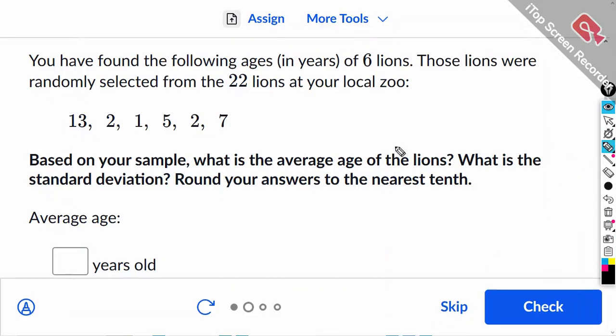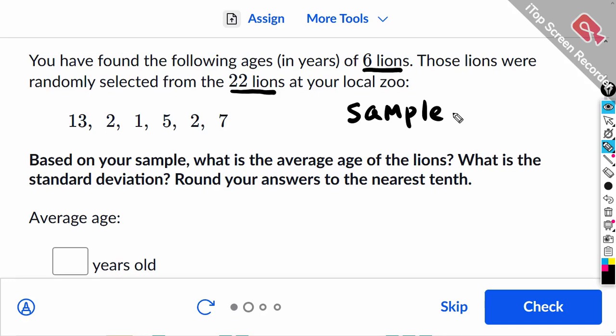All right, so it says you have found the following ages in years of 6 lions. These lions were randomly selected from the 22 lions at your local zoo. So we have 6 ages here. They took 6 lions out of 22 lions. Since it's 6 out of 22, do we have all of the lions? No, we do not.